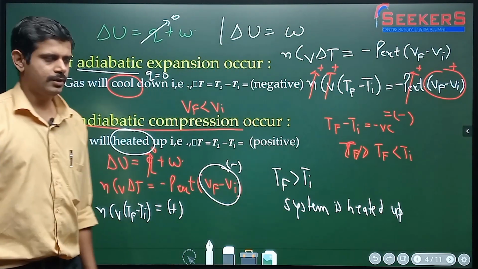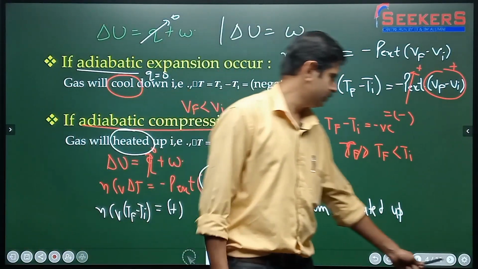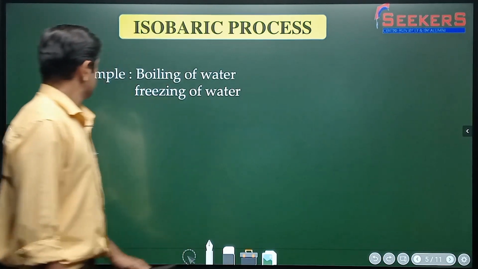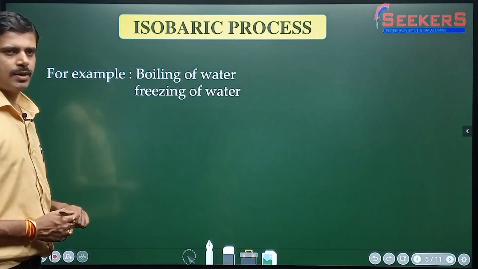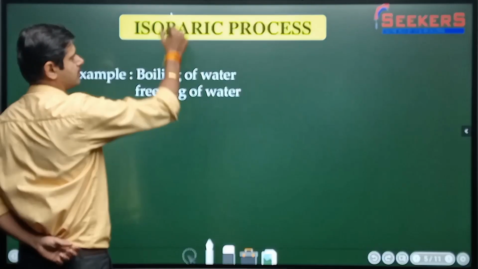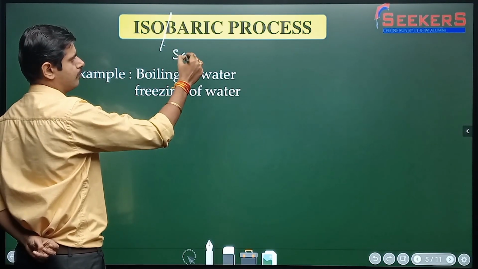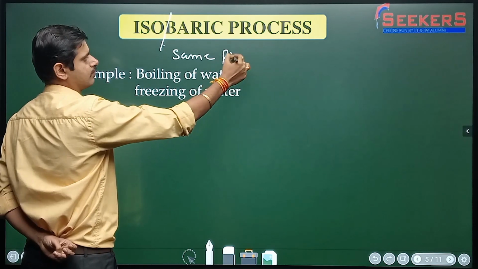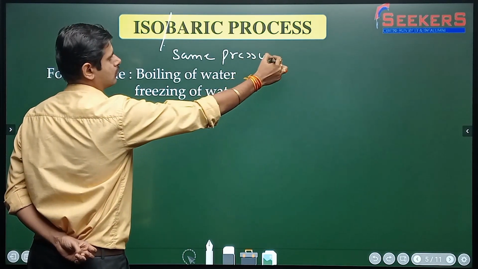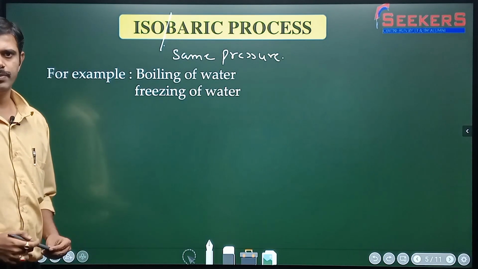So the system is heated up. Now what happens in the next case here? Isobaric system. If you break up this word, isobaric, "iso" means same, so here it will be the same pressure. It will have the same pressure.